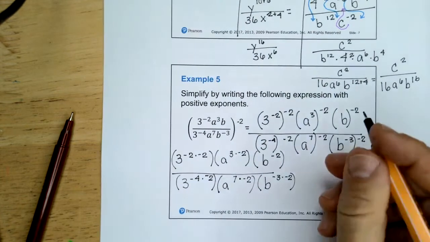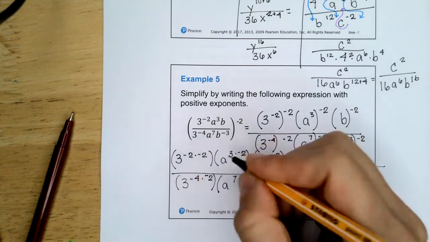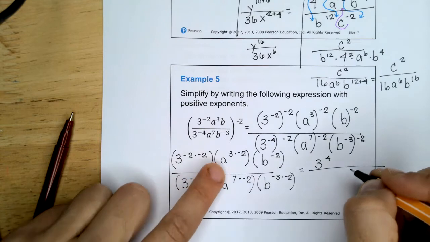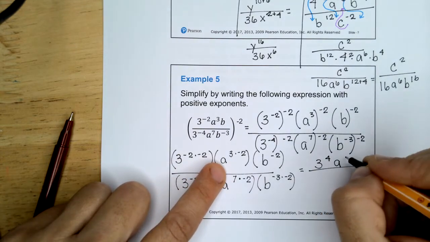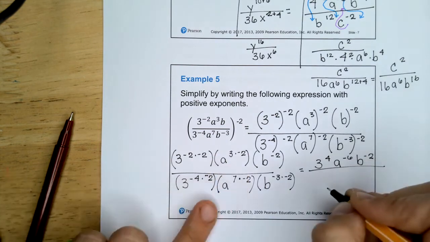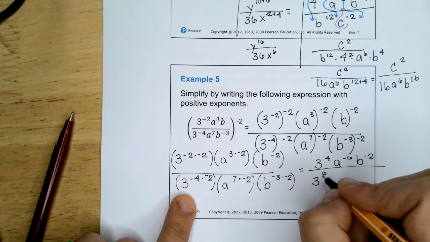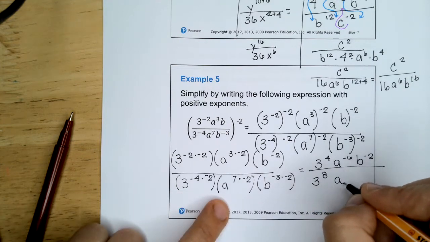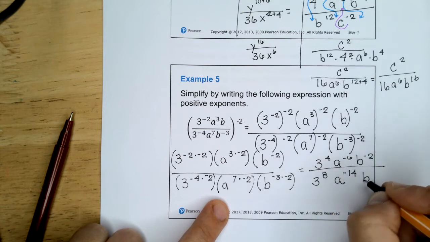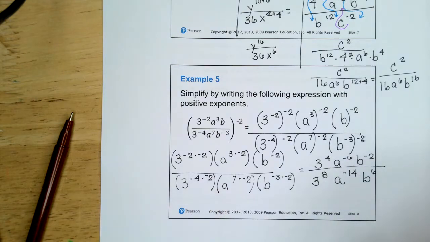Good. So let's simplify this. This is 3 to the power of positive 4. This is a to the power of negative 6. And this is b to the power of negative 2. This is 3 to the power of 8. a to the power of negative 14. And b to the power of positive 6. Is that okay?